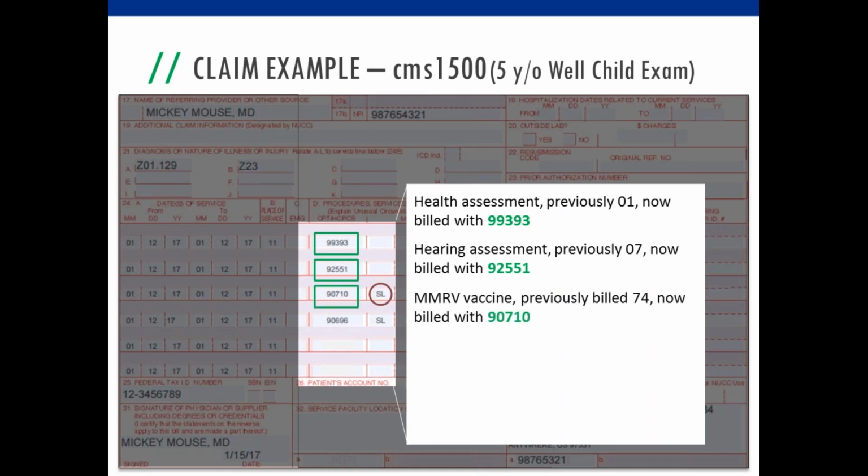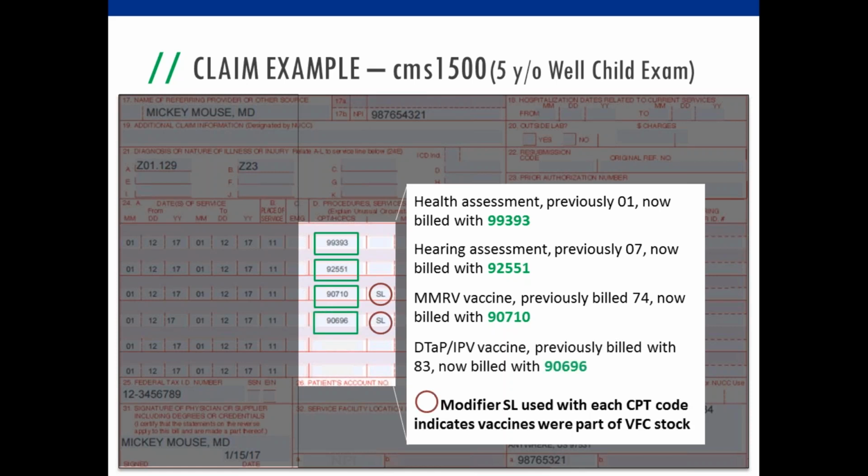We have the MMR vaccine that was previously billed with CHDP code 74, is now billed with 90710. And we also have the DTaP and the polio vaccine, previously billed with CHDP code 83, now billed with 90696. You will notice that modifier SL is being used on each CPT code to indicate that the vaccines were part of the VFC stock.